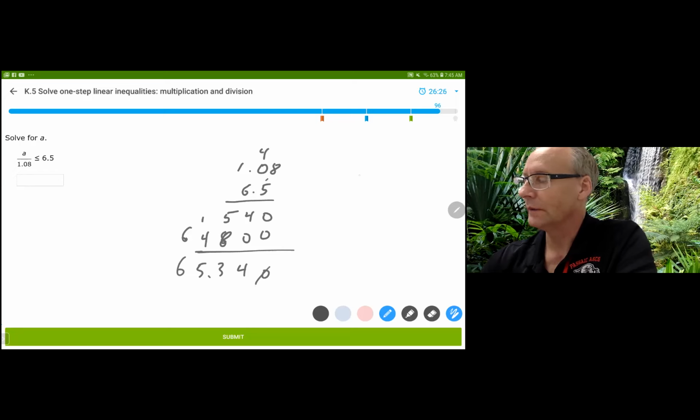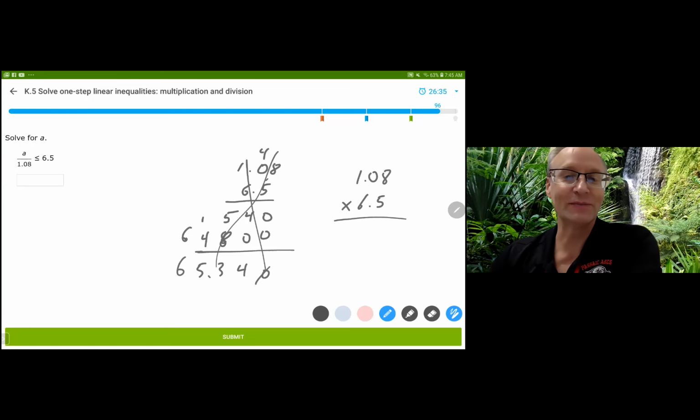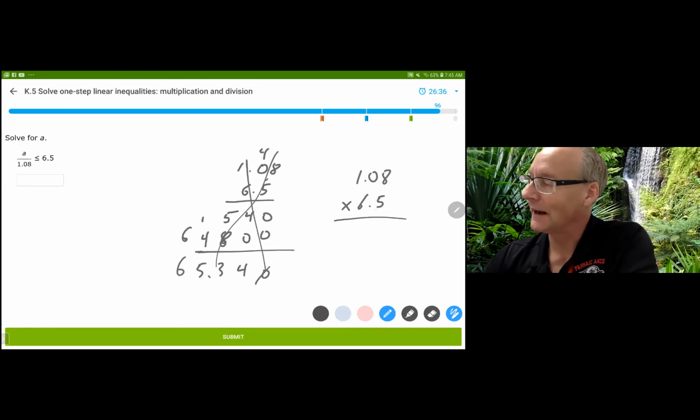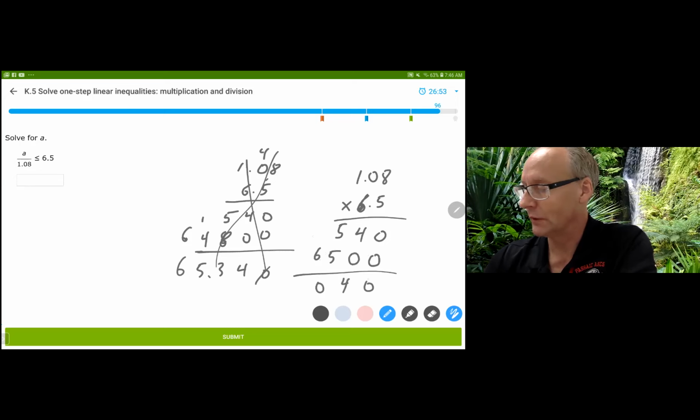Let's go with 1.08 times 6.5. Now, a lot of teachers will tell you, oh, I pretend to make mistakes because I want to see if you'll notice. So I'm pretending to make mistakes. Yeah, that's it. 0, carry the 4. That gives me my 5. I have 1, 2 zeros, and then I have a 65. And then I have a 0, a 4, a 0, and a 1, and a 7. And I have 3 decimal places.